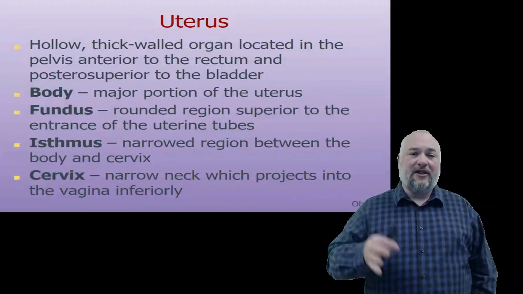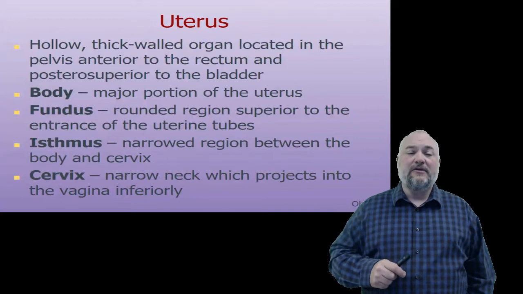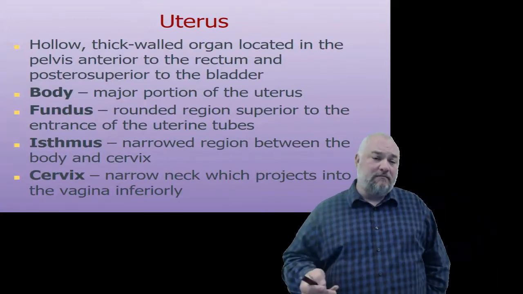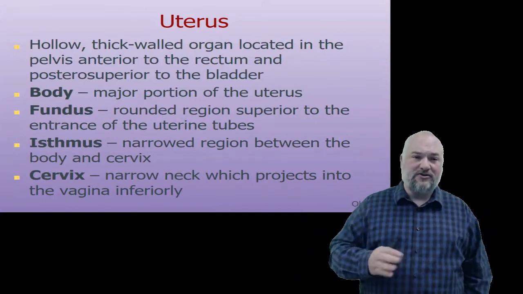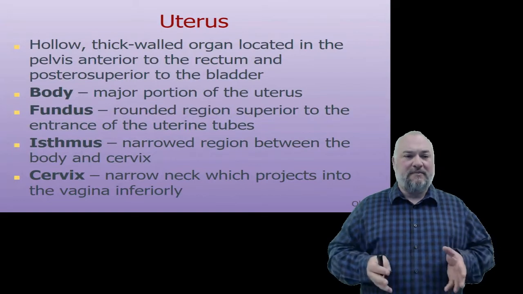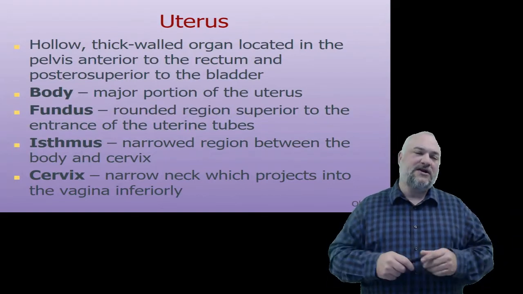So the uterus is hollow. It's a very thick-walled organ, got a lot of muscle around it, located in the pelvis. It's anterior to the rectum and postero-superior to the bladder, so above and behind the bladder. The main part is called the body. The top is the fundus, and that's where the uterine tubes come in.